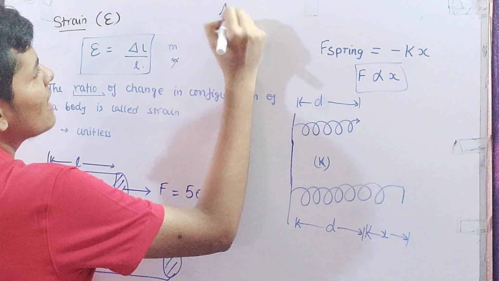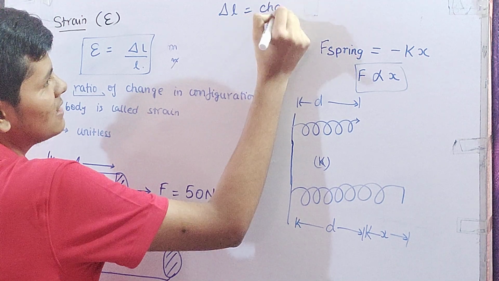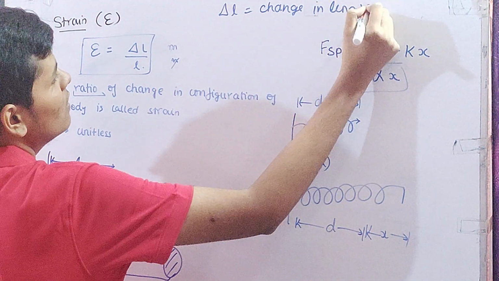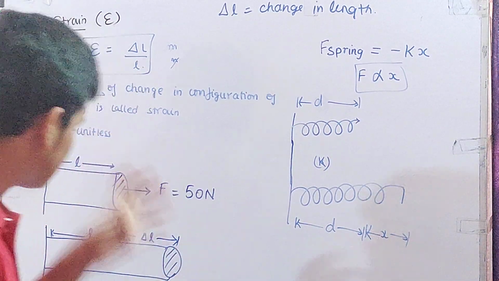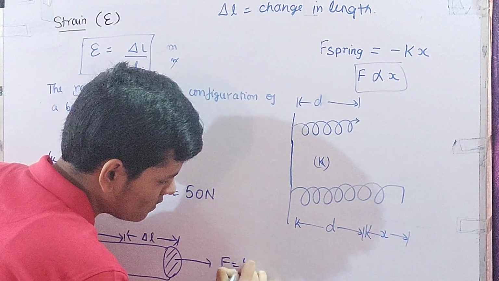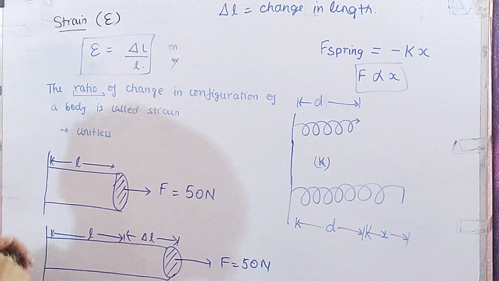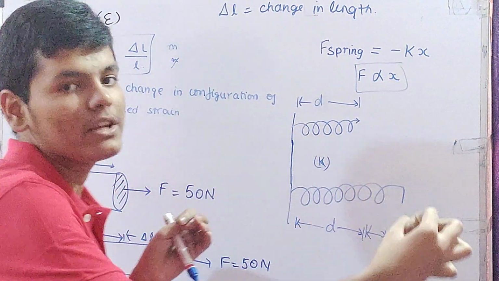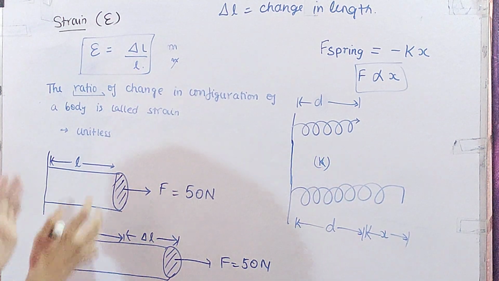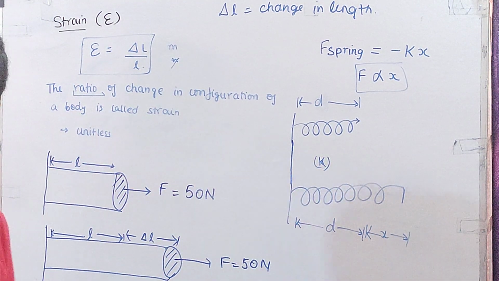Now what is delta L? Delta is change in length. The change in length is called delta L. So now here we took the object, we applied a pulling force this time. After pulling it, we extended the object, and now this object has become delta L.